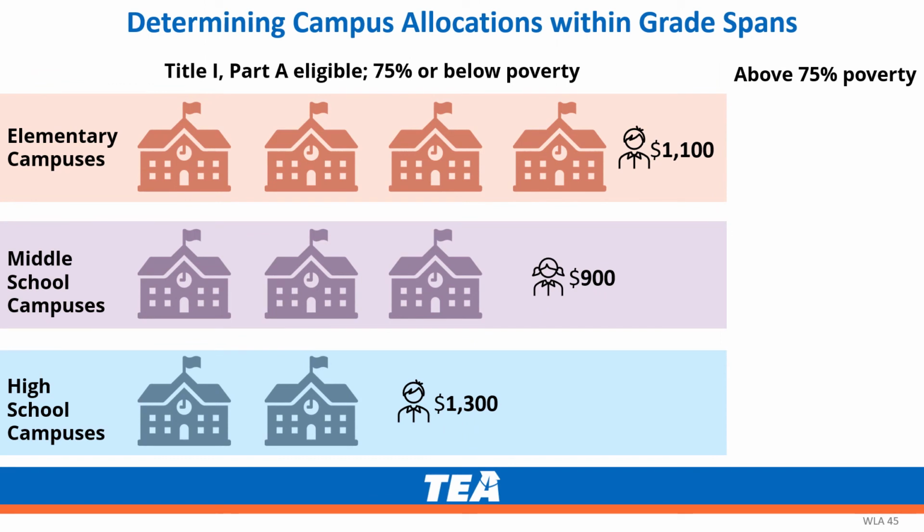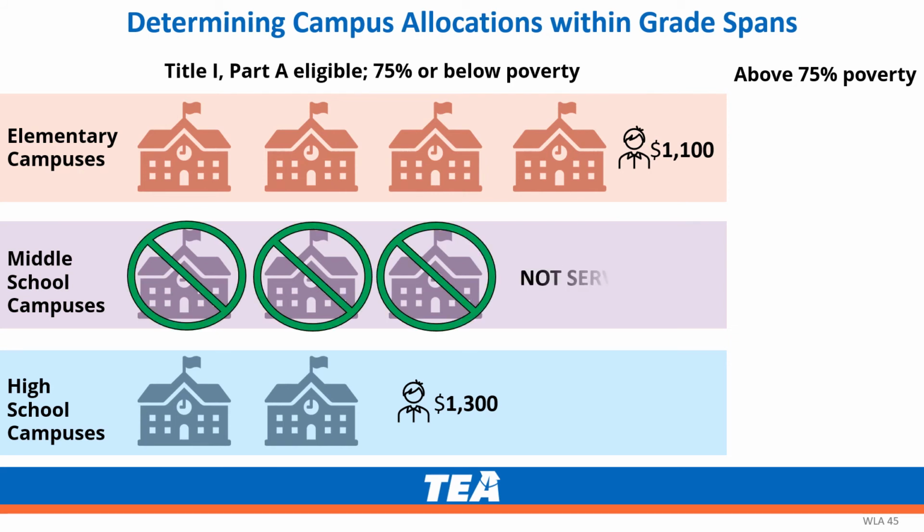When determining campus allocations using the grade span grouping method, the LEA also has the flexibility not to serve a particular grade span. However, if a campus within the grade span has a poverty percentage above 75%, then it must be served as per the previous example.